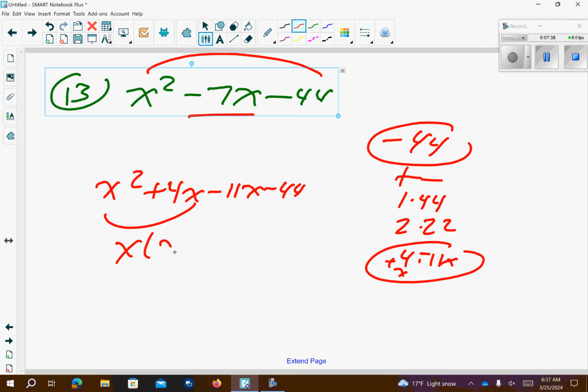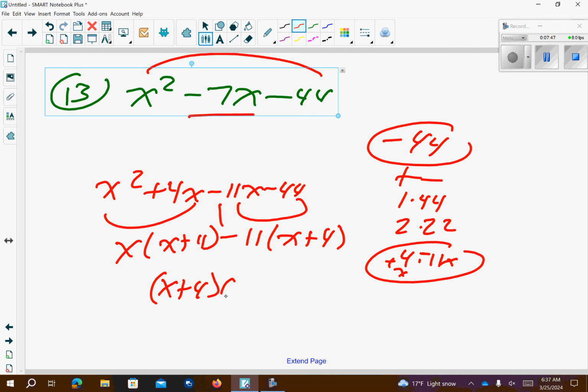That's going to give me an x and an x plus 4. Factor that negative out, and 11 comes out. Change the signs. And there it is.